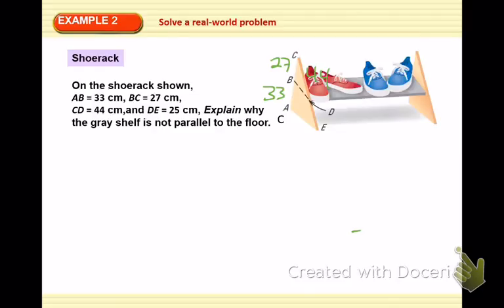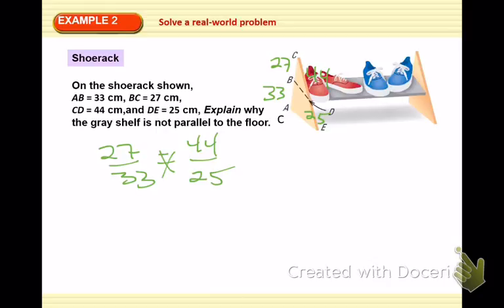Now, if you want to redraw that, you certainly can. You can maybe redraw it and make it look something like this, and then label, but I don't think this picture is easy enough to label that we can kind of see what's going on. Now, we have to check the proportions, these ratios, right? I should be able to compare 27 to 33, and that should be equal to comparing 44 to 25. If that's true, then the gray shelf would be parallel. If it's not, then the gray shelf is not parallel.